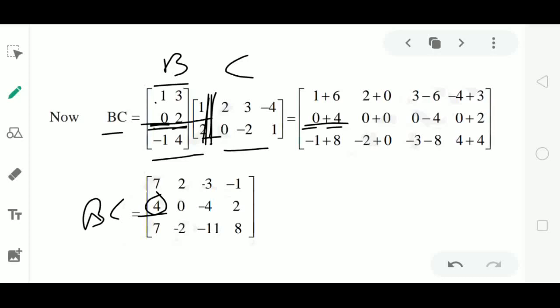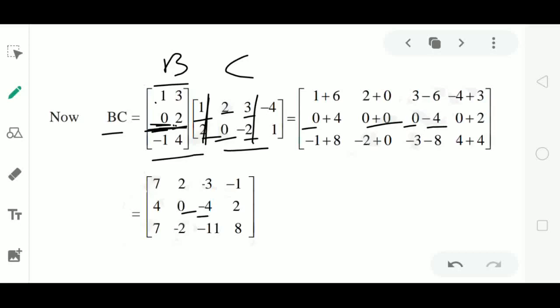Next, second row, second column. 0 into 2, 2 into 0, that is 0. Second row, third column. 0 into 3, 0. 2 into minus 2, minus 4. 0 minus 4 is minus 4. Second row, fourth column. 0 into minus 4, 0. 2 into 1, 2. 0 plus 2 is 2.